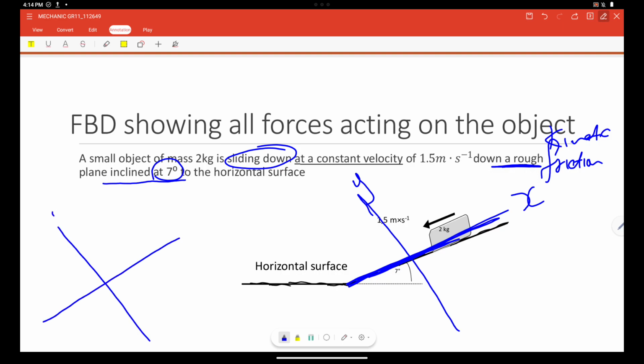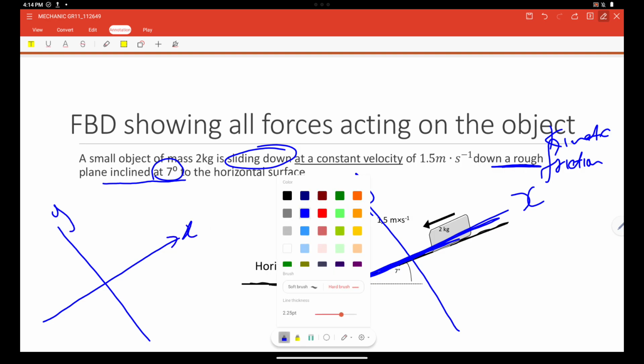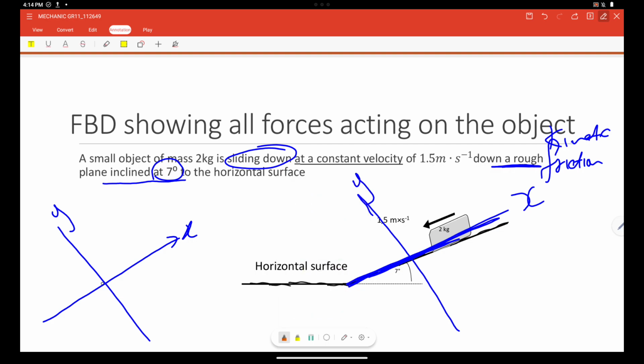X-axis, y-axis. Now I can start drawing my forces. Where the axes meet, I can put the object. Remember, when we draw the weight, we said the weight is vertically down. Normal force is away from the surface, perpendicular to the surface. So that will be my normal force there.